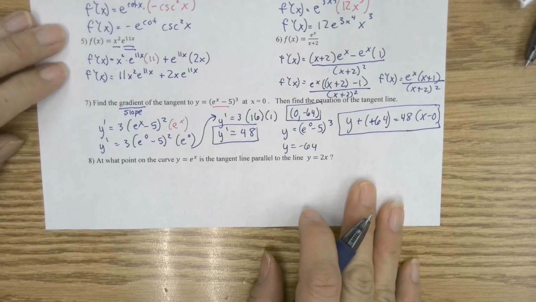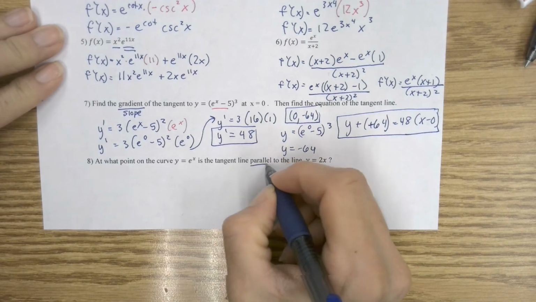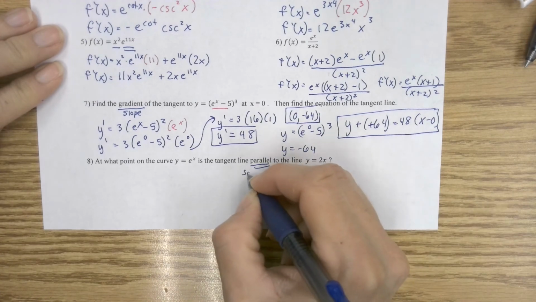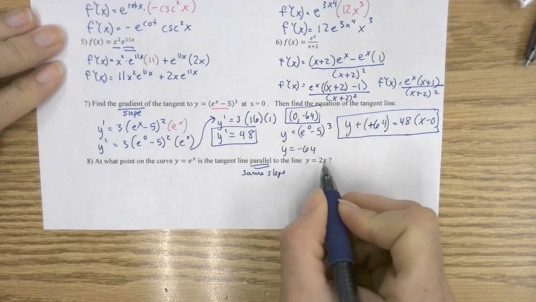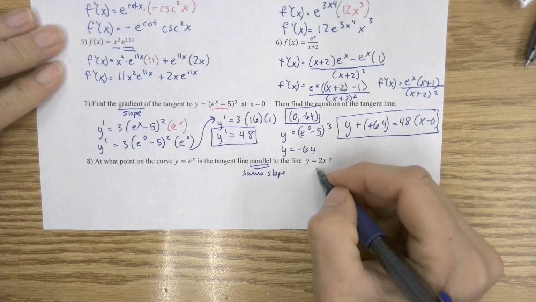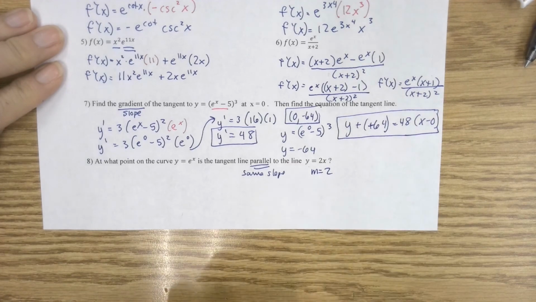All right, last question on this side. At what point on the curve y equals e to the x is the tangent line parallel to the line y equals 2x? Well, we know parallel lines have the same slope. So let's find the slope of this equation. That's in a linear form. So I know that's y equals mx plus b, so I know my slope is equal to 2.